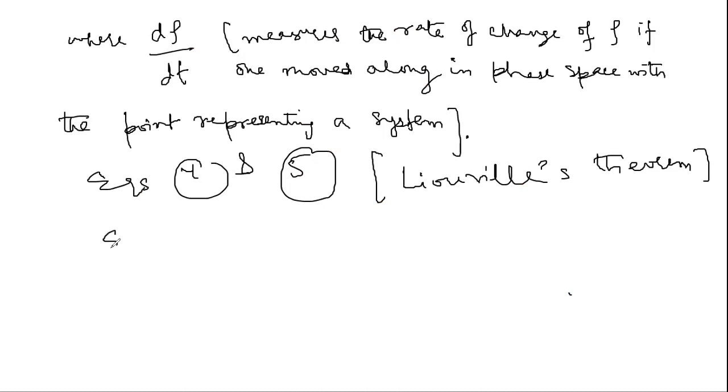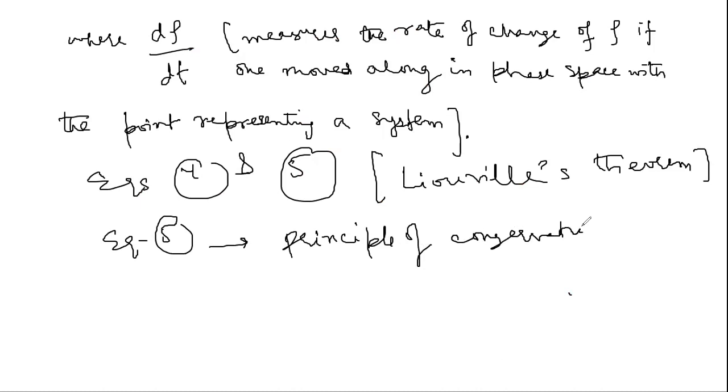So this equation 5 is called or named the principle of conservation. Let me write: equation 5, which is the form of Liouville's theorem, is called the principle of conservation of density in phase space. Try to understand it, what it says.